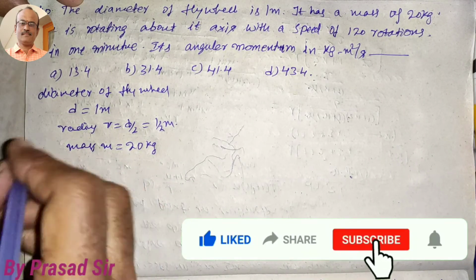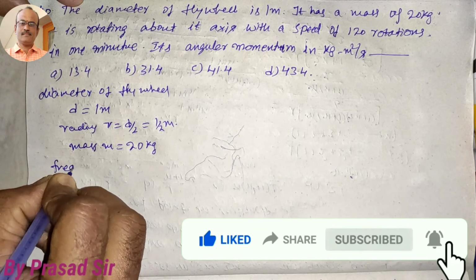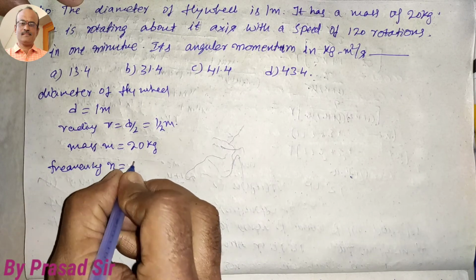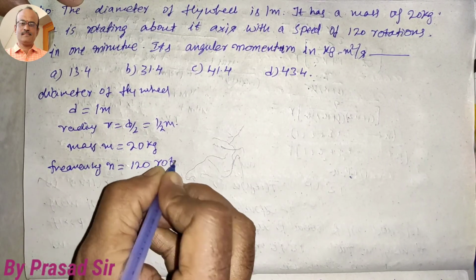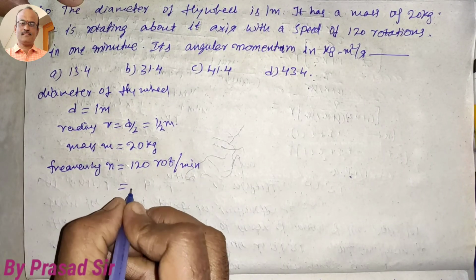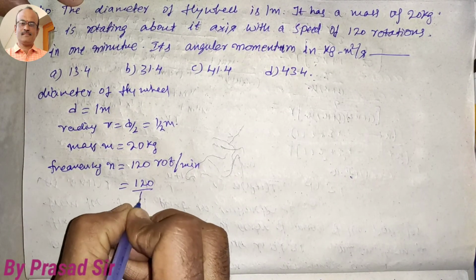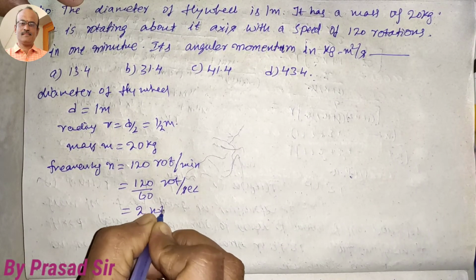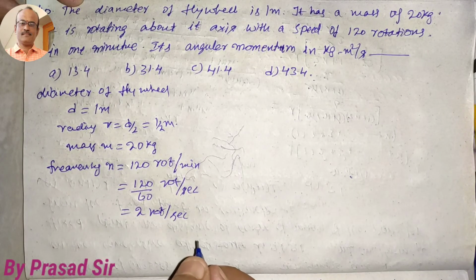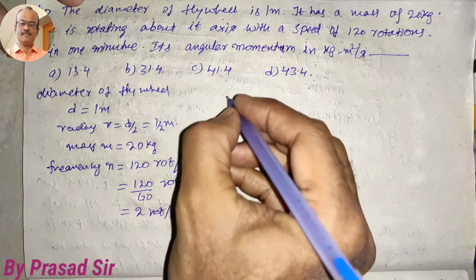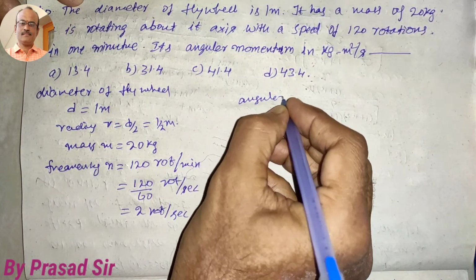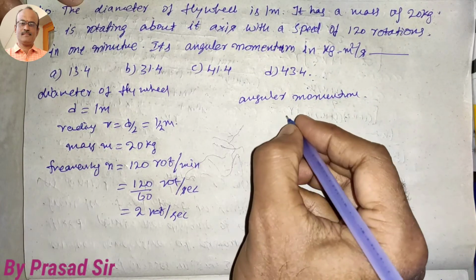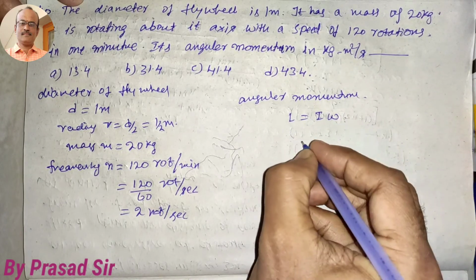They also gave its rotation speed, that is frequency N equal to 120 rotations per minute. But I want to calculate in seconds, so 120 divided by 60 rotations per second. That means 2 rotations per second. So which one do I want to calculate here? Angular momentum. Angular momentum L is equal to I omega.